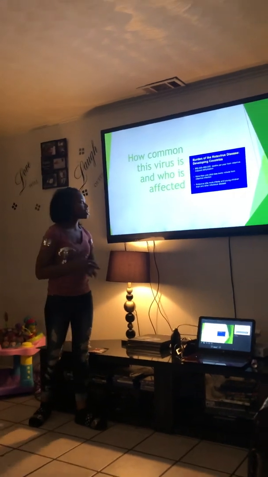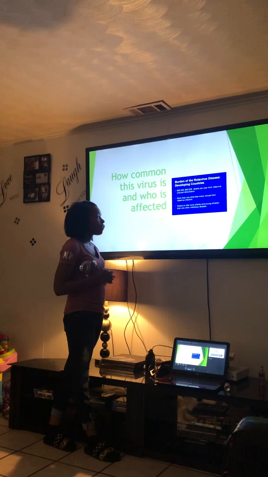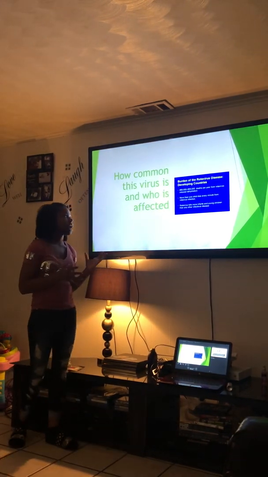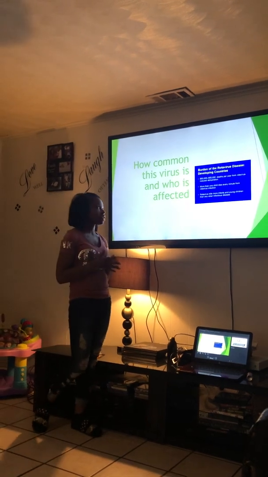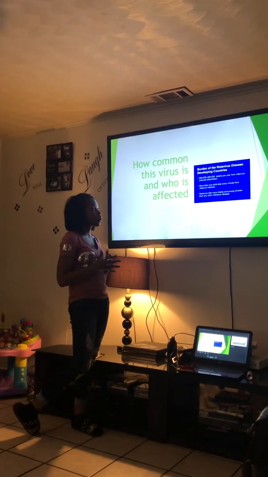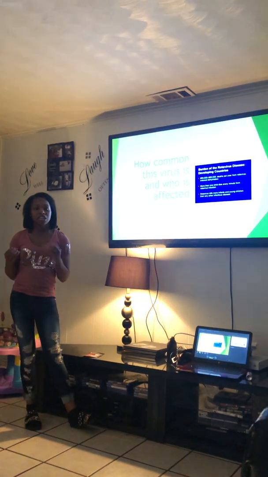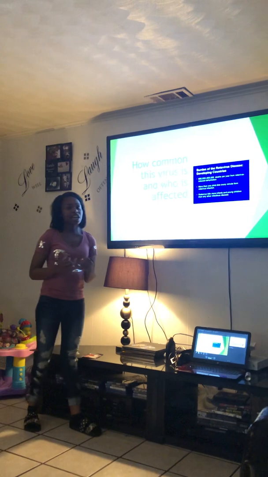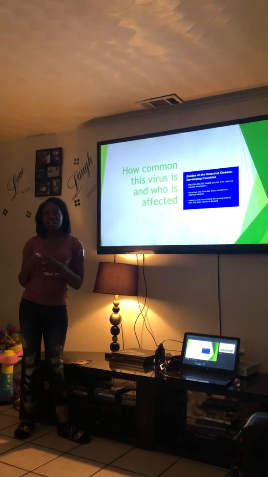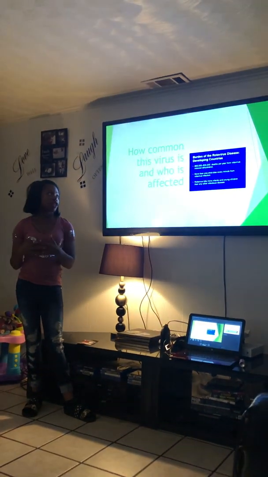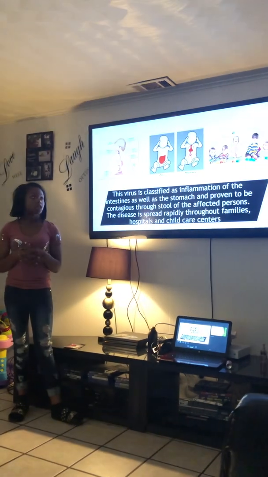How common is the virus and who is affected? Over 800 million deaths per year from the rotavirus, from dehydration. More than 1 child dies every minute from the rotavirus infection. Rotavirus kills more infants and young children than any other infectious disease. Once they get this infection and they can't get all of the nutrients that they need, their body starts rejecting it, and they go into a total state of despair.